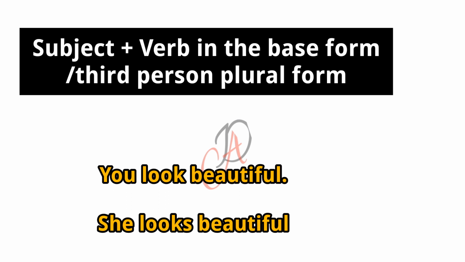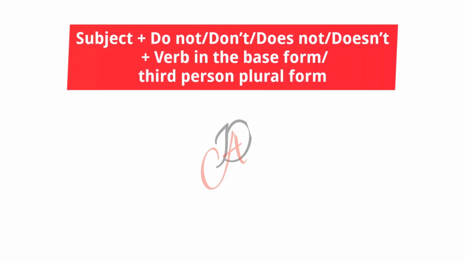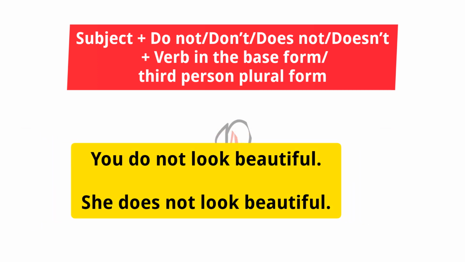Let's see with the negative sentence. In negative sentence, the structure of simple present tense is subject plus do not or don't or does not or doesn't plus verb in the base form or third person plural form. For example, you do not look beautiful, she does not look beautiful.